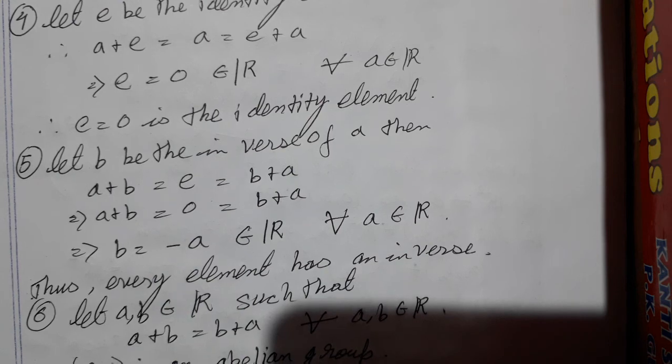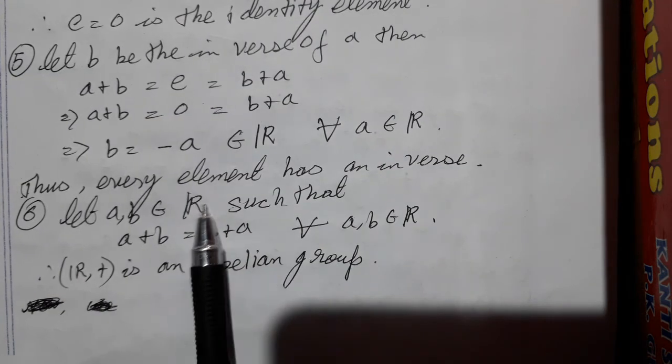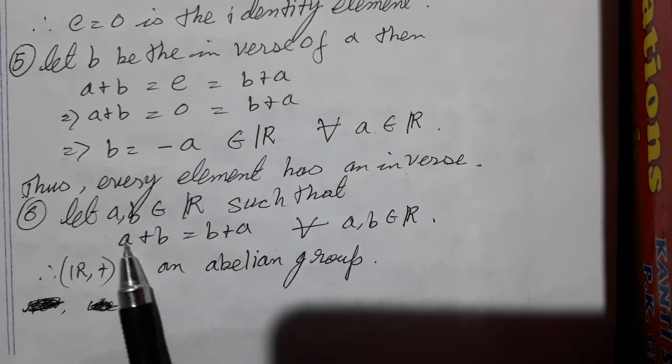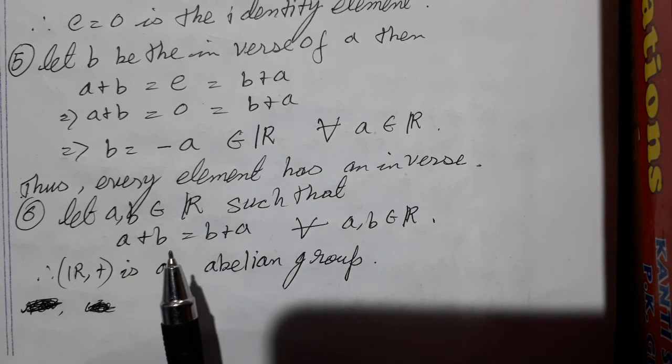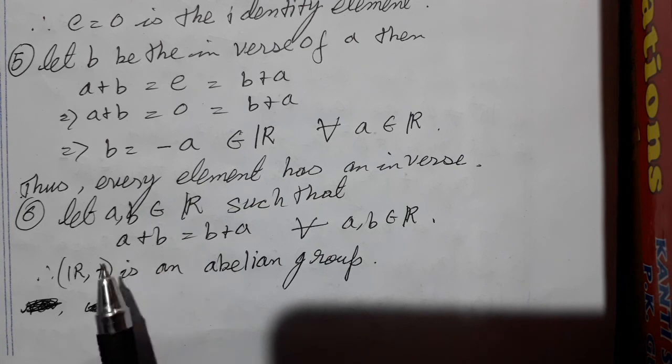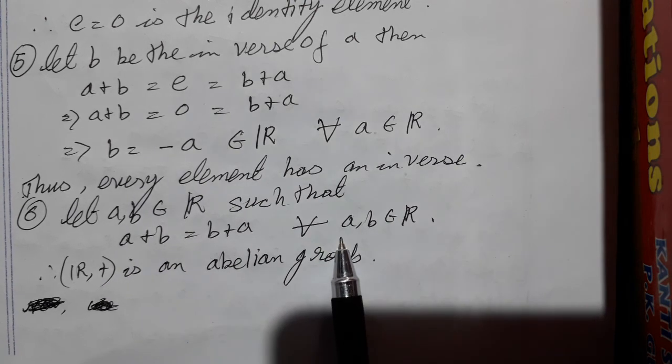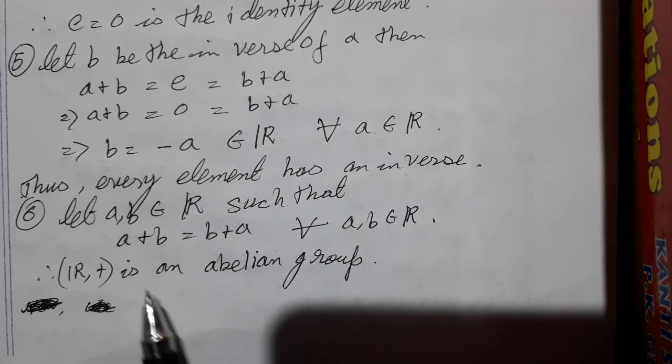Now we'll try to show it is commutative. I take two real numbers a and b, and if you add two real numbers and commute them, it is always commutative. Addition of two real numbers is always commutative. So here we have shown that (R, +) is an abelian group.